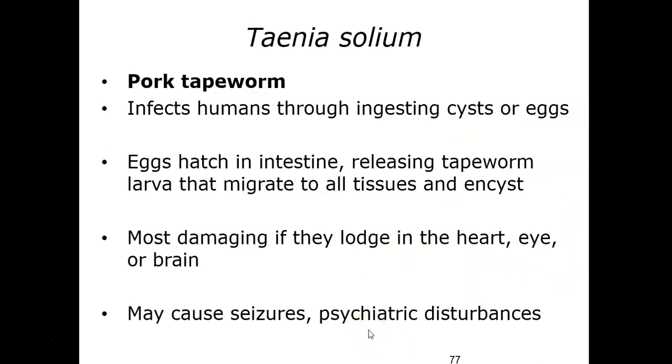Taenia solium, on the other hand, is the pork tapeworm. Again, by ingesting the cysts, the eggs are going to hatch in the intestine. They're going to release the tapeworm larvae that will migrate to tissues, and they can actually damage the heart, the eye, or the brain, causing things like seizures or psychiatric disturbances.